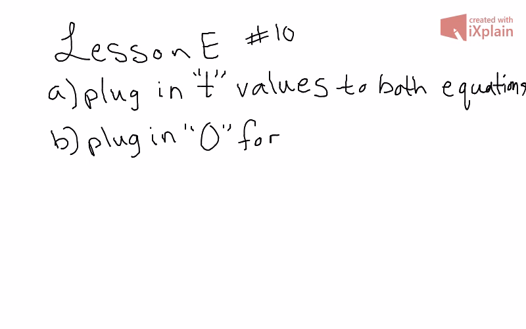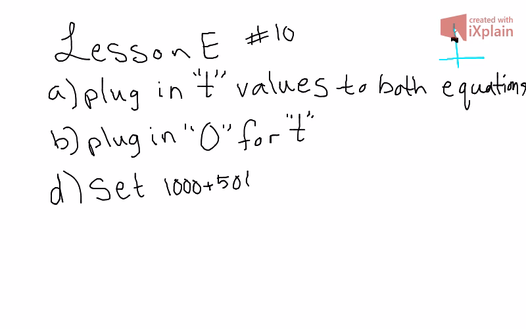For B, it says what's the vertical intercept for each function? The vertical intercept is where it intercepts the y-axis. So somewhere where it touches the y-axis, and when it does that, all of our x values are 0 because we didn't move anywhere on the x-axis, we're on the y-axis. So we plug in 0 for t.